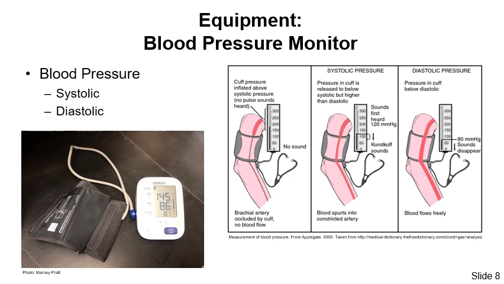The blips of blood making it through your arm are called Korotkoff sounds. When you first hear those Korotkoff sounds, that's the systolic pressure. And then eventually the Korotkoff sounds disappear because now the pressure is low enough to be the same pressure as when the heart is relaxed, which is the diastolic pressure. So that's the lowest pressure in the system. And so now things are flowing freely at the rest point. So that's the diastolic pressure.